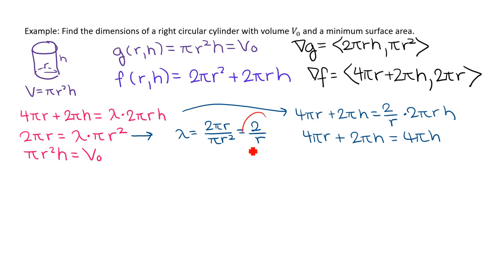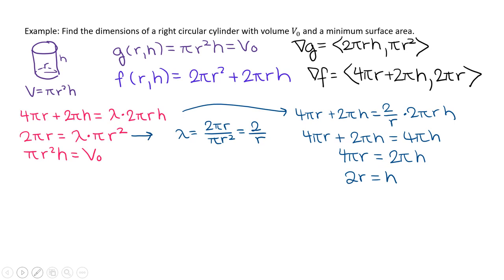And then I'm going to take that lambda equals 2 over r, and I'm going to plug it into that first equation. So now I've got 4 pi r plus 2 pi h, and then I put in the 2 over r for lambda times, I guess, 2 pi r h. And we can simplify this. I'm going to cancel an r out. So that right-hand side becomes 4 pi h.